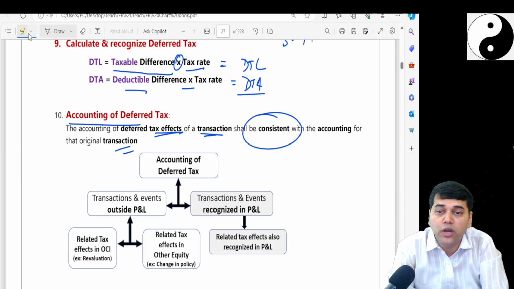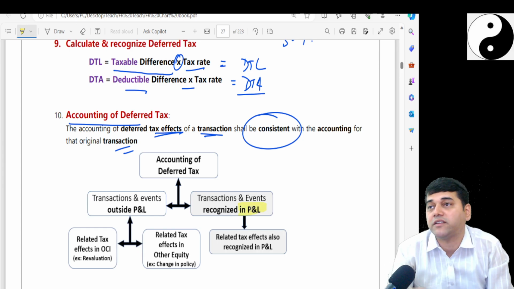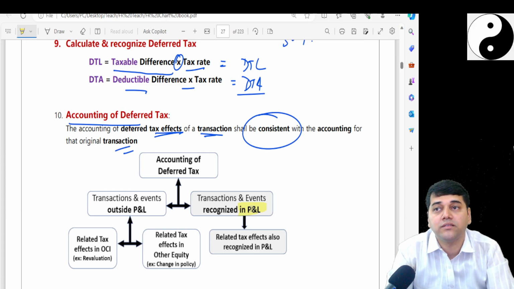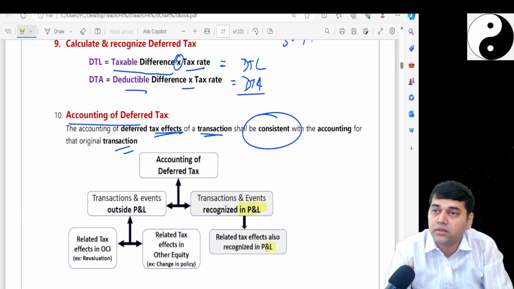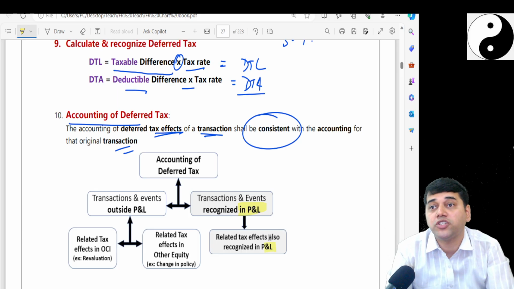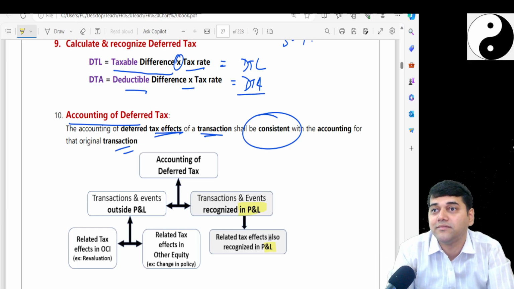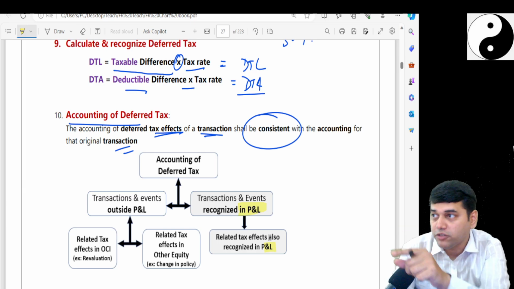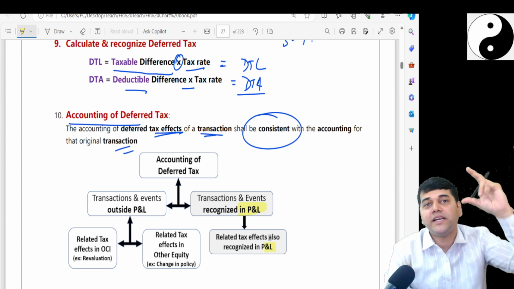That means if you have taken any transaction to the P&L account, like depreciation, you have created deferred tax on the depreciation. Where should you show the deferred tax? In the P&L only. If you have created deferred tax on revaluation, where will the revaluation go? OCI.